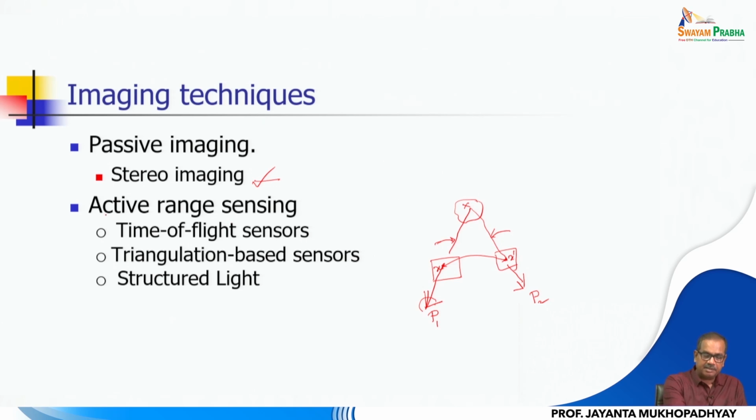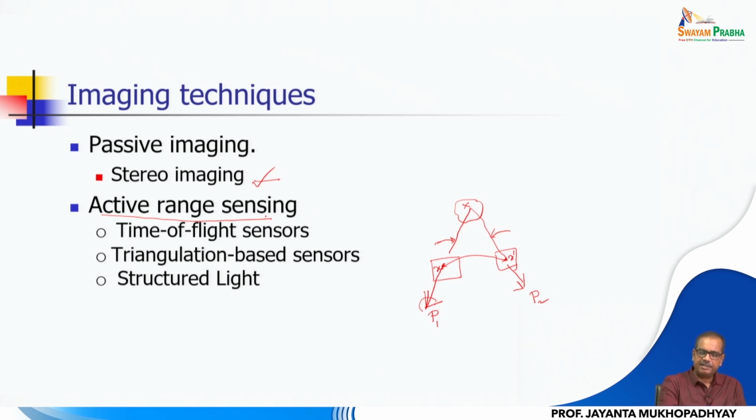But there are other methods which fall in the category of active range sensing, because you actively project some energy or ray on the surface, and then we sense the reflection of that ray from that surface. We detect the reflections, and by detecting the reflection, we get the surface information in various ways.